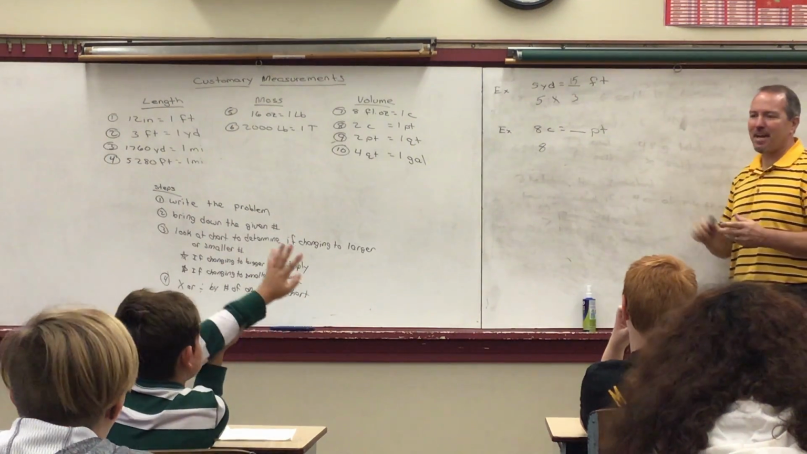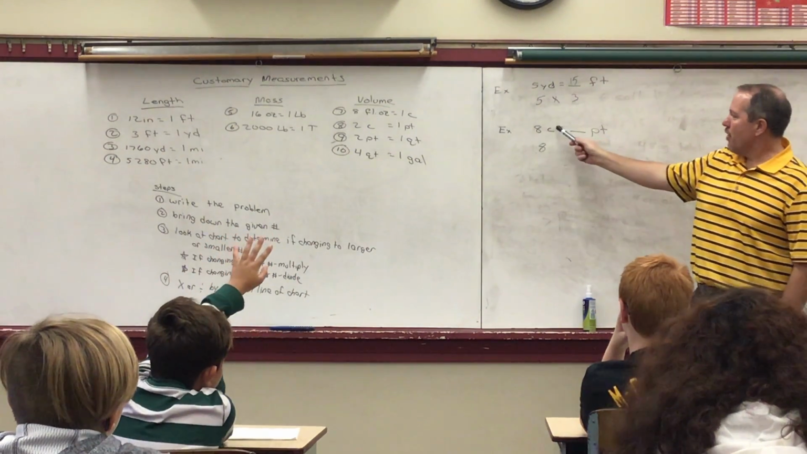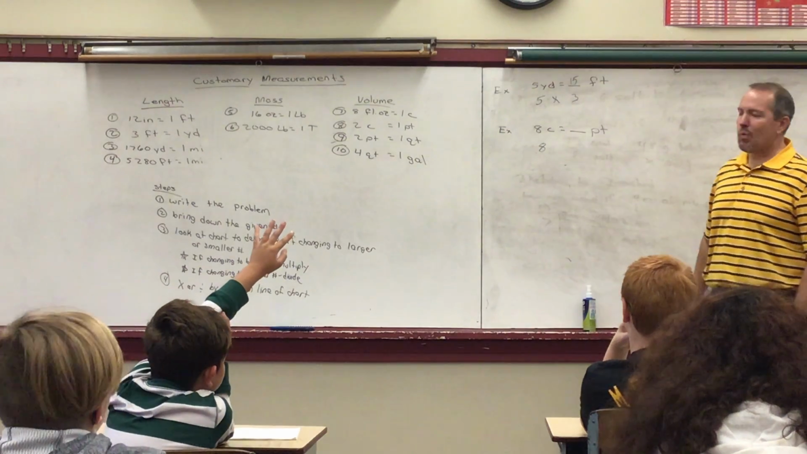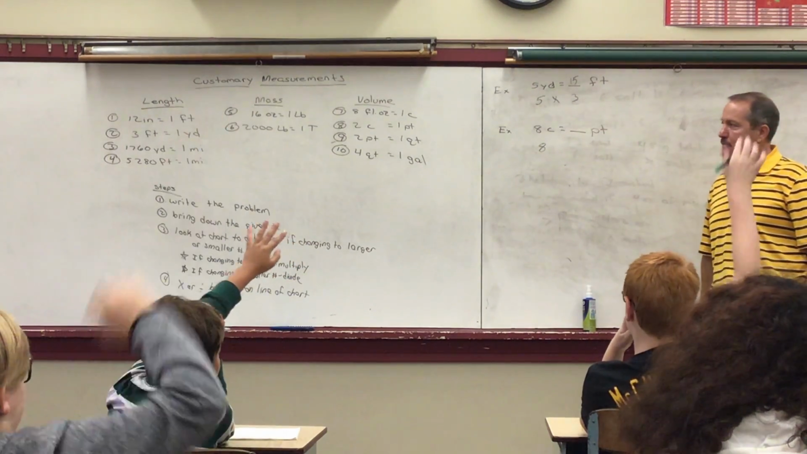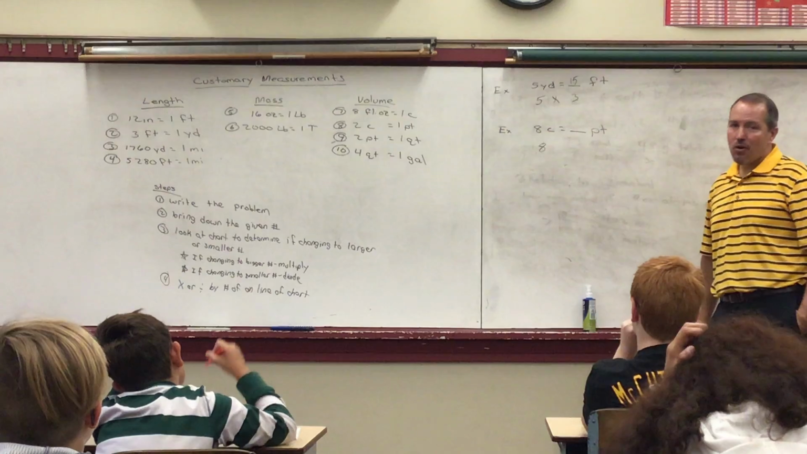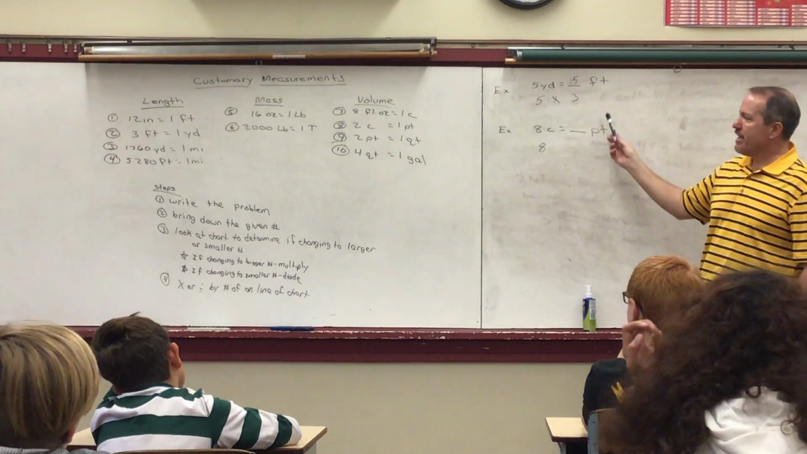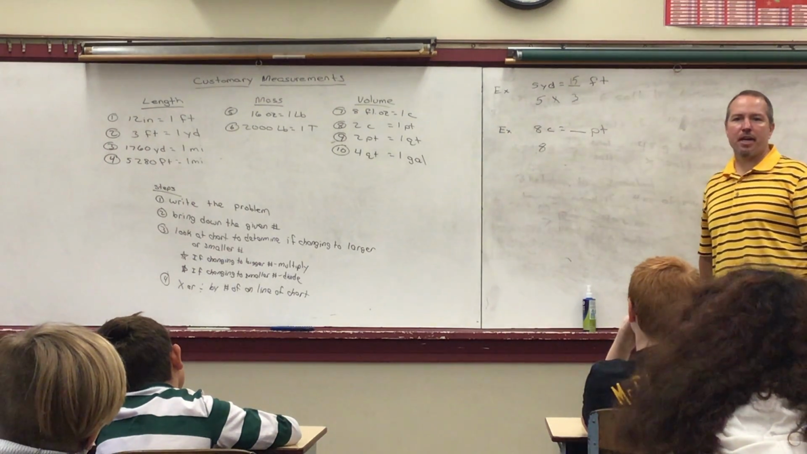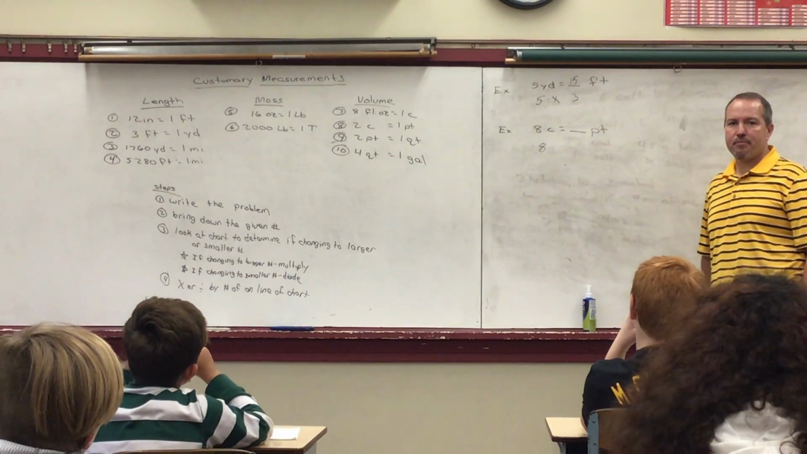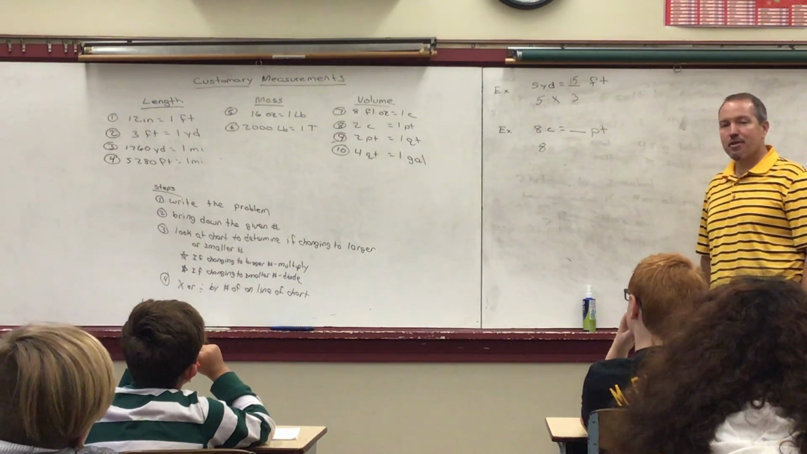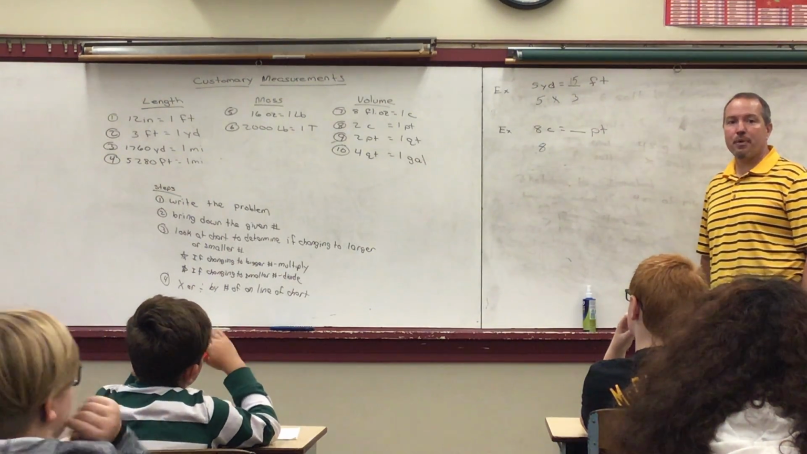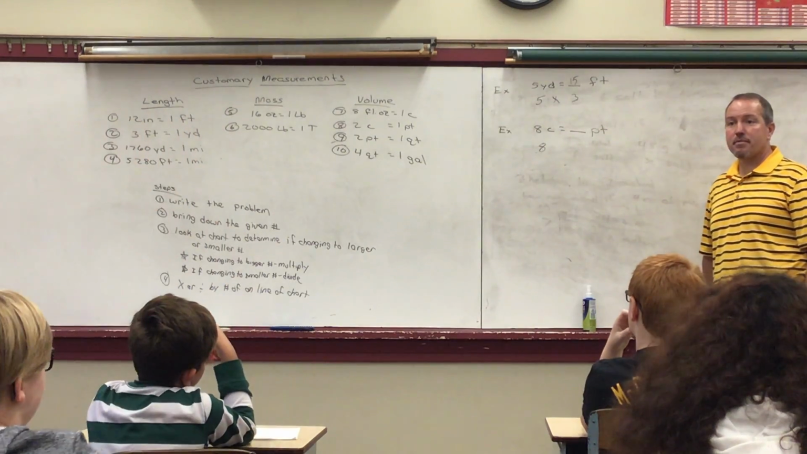Now here we go with the step that I forgot to write down. But we're dealing with cups and pint. What line has cups and pint, Fabian? Line 8. We want to find pint. In line 8, does pint have the bigger number or the smaller number? The smaller number. So to find the smaller number, we're going to do what? Divide.